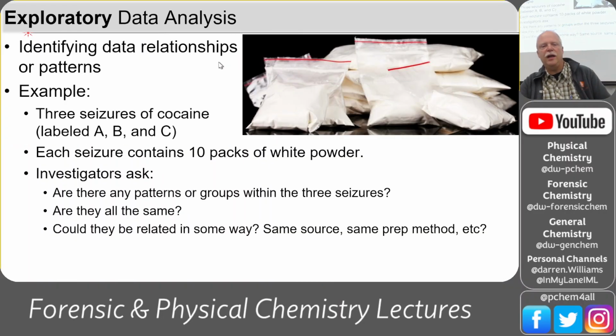So this is the data that we're going to have today. This would be a large cocaine seizure that's labeled A, B, and C. So they went through the packages and they said, well, we can determine that there are 10 packs in each of these categories, in each of these groups. And we're going to label them A, B, and C. And the investigator's asking, is there any pattern or groups within these three seizures, or are they all the same? Or could they be related in some way, whether they're the same source? Maybe there's a sample prep thing that distinguishes between the two.